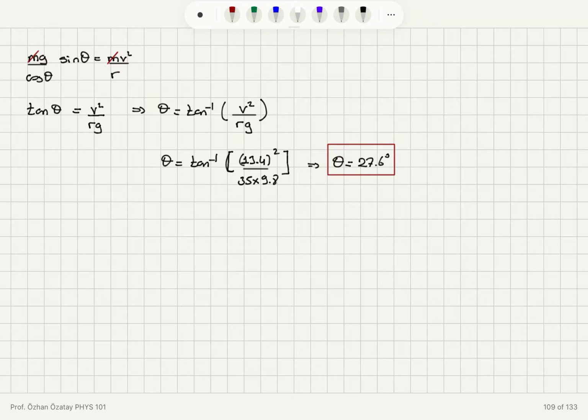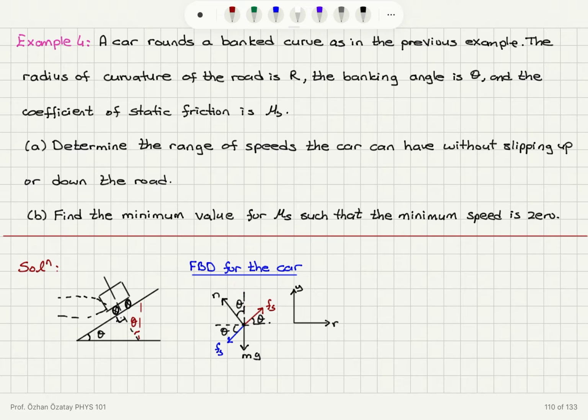Determine the range of speeds the car can have without slipping up or down the road. Find the minimum value for the static friction coefficient mu s such that the minimum speed is 0. So even if I have a minimum speed of 0, the car will not be sliding down. Okay, once again, the first task is to draw the free body diagram for the car. We have the normal force, which is making an angle theta with the vertical.